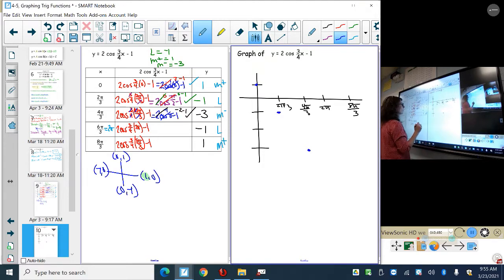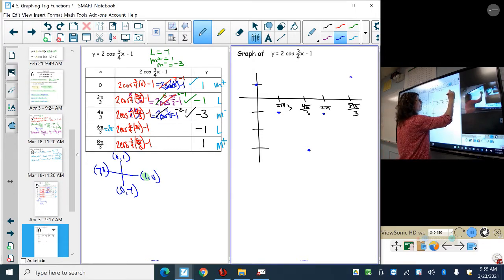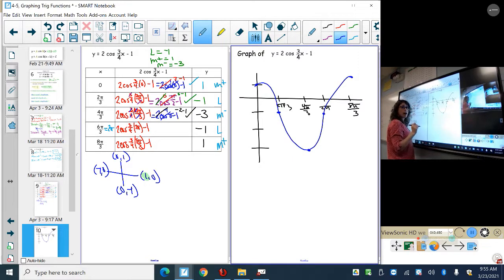At the point 6 pi over 3, I'm going to be at -1. At the point 8 pi over 3, I'm back to 1. Now remember, this looks like the handlebars of a motorcycle, right? So there's my graph, and that is what the graph of this looks like.